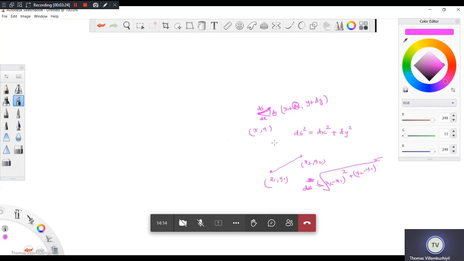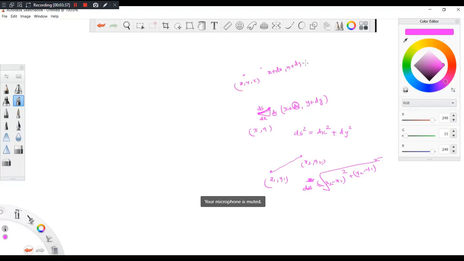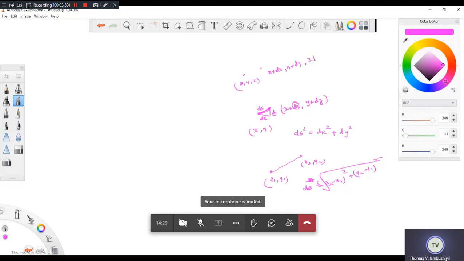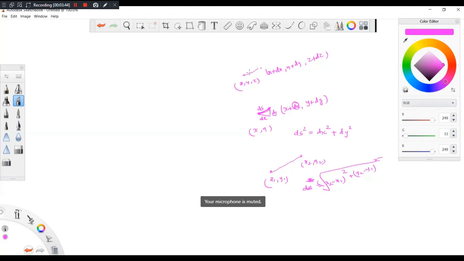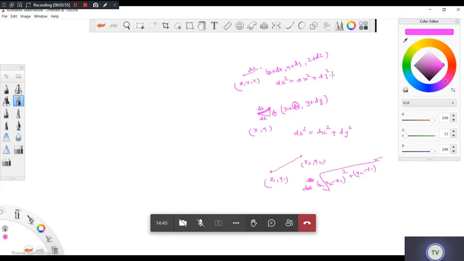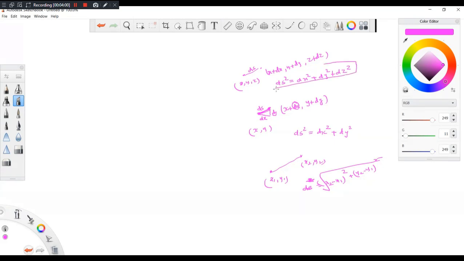Now suppose you are in space. This point is x plus dx, y plus dy, and z plus dz. Then the distance square, suppose ds is the distance, I can extend this. ds square I can write as dx square plus dy square plus dz square. This is a kind of extension of Pythagoras theorem from 2 dimensions to 3 dimensions.